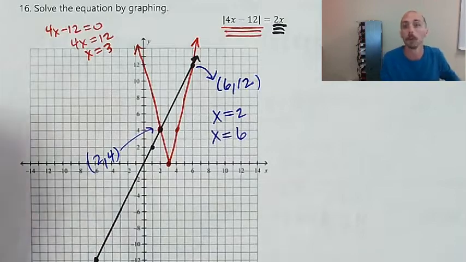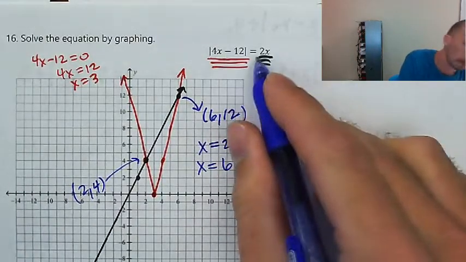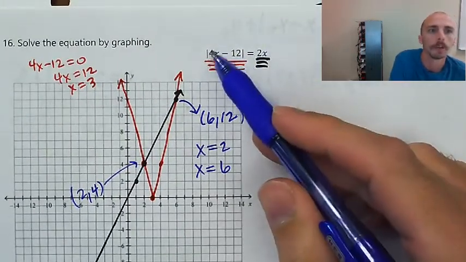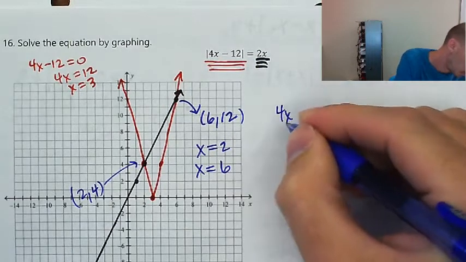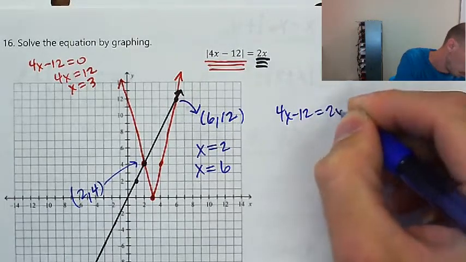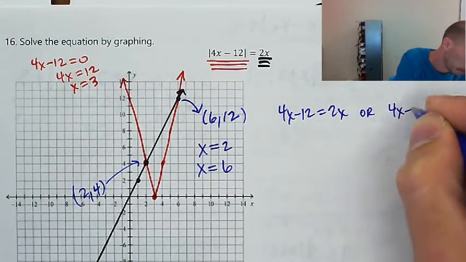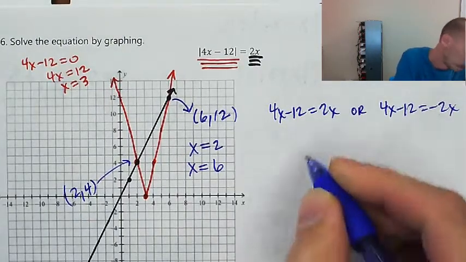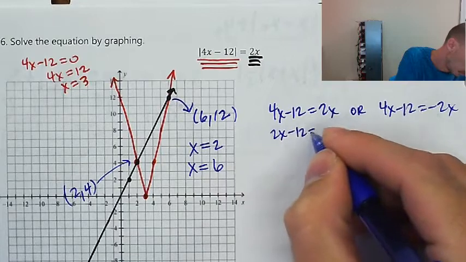Now, I'm going to really quickly run through this because I've got a little bit of time, but I'm going to show you how if we had solved this one algebraically using techniques from the first lesson, we'd get the same thing. So if the absolute value of a number is 2x, then that number is either equal to 2x or it's equal to the negative of 2x. And then I'm just going to solve both of these equations. I'm going to subtract 2x.